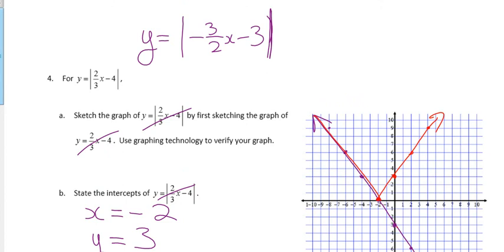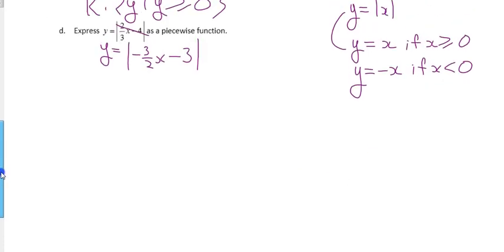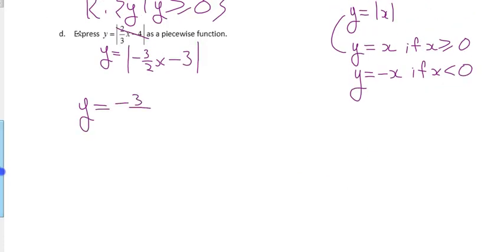So the function is negative 3/2 x minus 3 if, are we sure? Let's take another look at it. Okay, so on our original graph, originally we graphed the function negative 3/2 x minus 3. It was positive from negative 2 to the left, right?